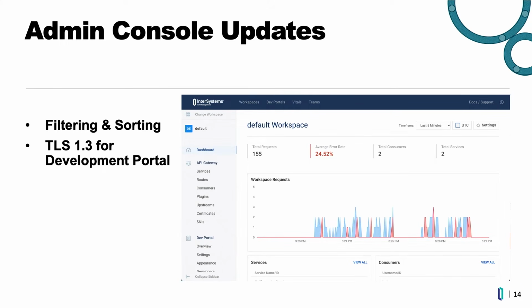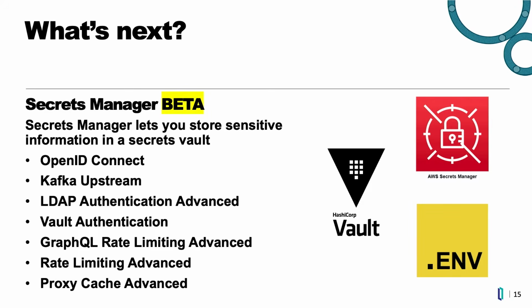One more area that's new that's worth highlighting is updates to the Management Console UI. There's filtering and sorting now available on all the lists. Some of you have noticed once you get up to a certain scale, especially with the plugins, that it's been kind of hard to find the thing that you were looking for. Now it's much, much easier. The development portal, so again, talking about Open API, now supports TLS 1.3. So again, a little bit more security and just keep moving the bar forward.